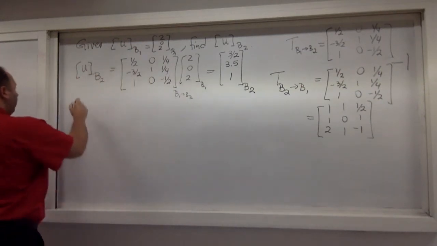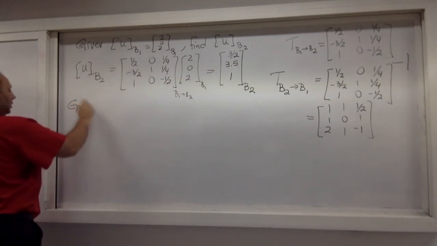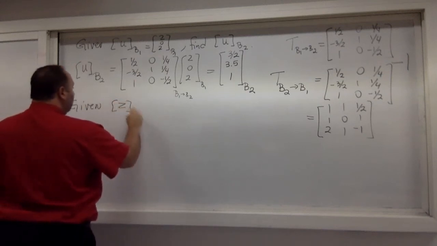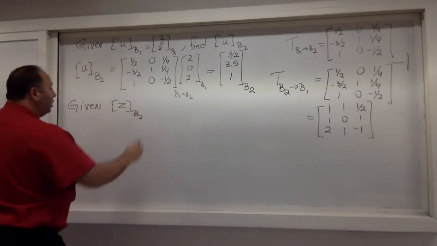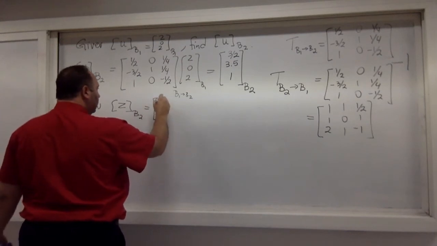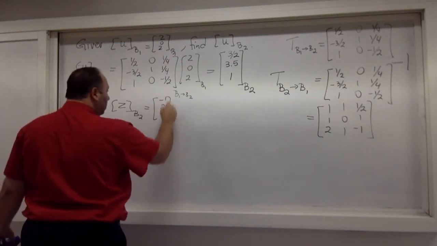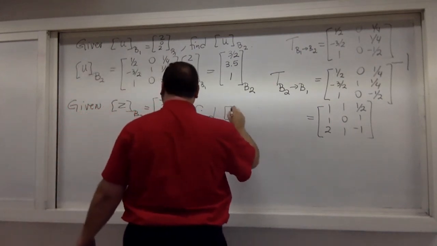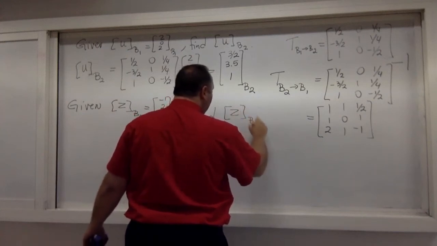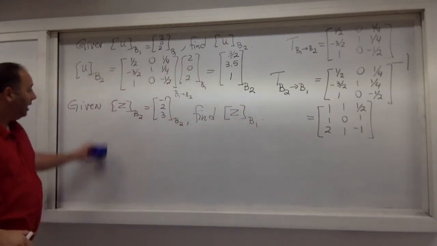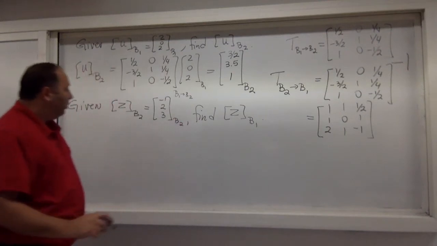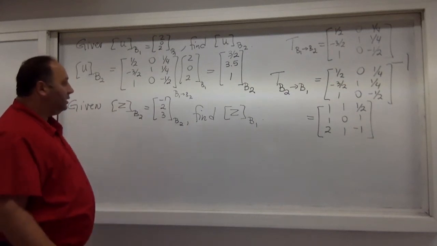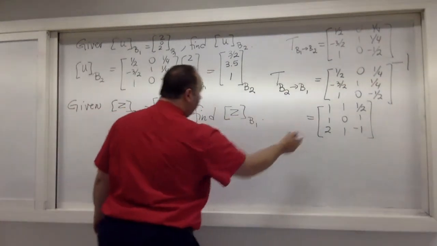Something similar: given, let's say, Z in B2, so coordinates, let's say, -1, 2, and 3 in B2, find the coordinates of the same vector, Z, in basis B1. What do you do? Well, you need the transition matrix from basis B2 to basis B1, and then multiply that matrix by these coordinates here, and you're done. Well, lucky for us, we have it here.